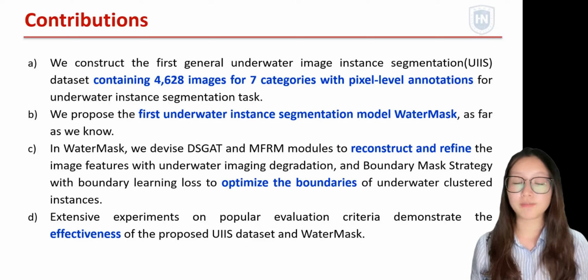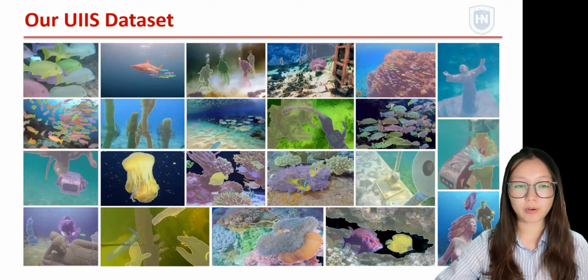As for our contribution, the first one is we construct the first general underwater image instance segmentation dataset. The second one is we propose the first underwater instance segmentation model, WaterMask. In WaterMask, we designed two modules to reconstruct and refine the image features, and we use a boundary mask strategy to optimize the boundaries. We did extensive experiments on popular evaluation criteria, which demonstrate the effectiveness of our dataset and our method. Let's check out some images in our dataset.